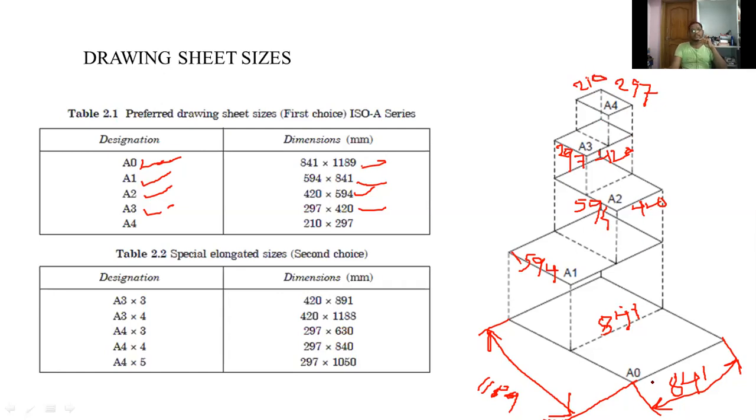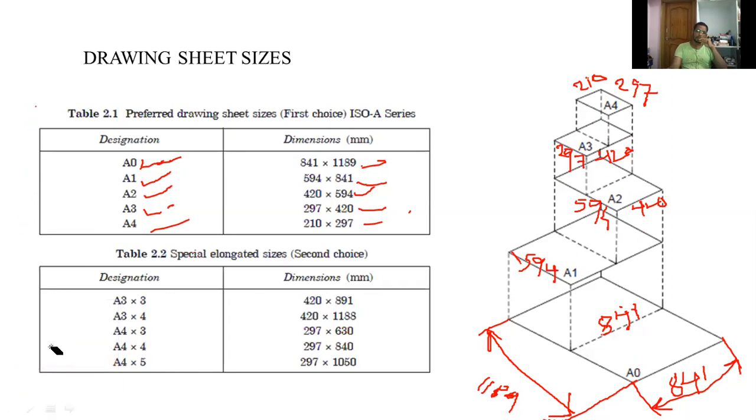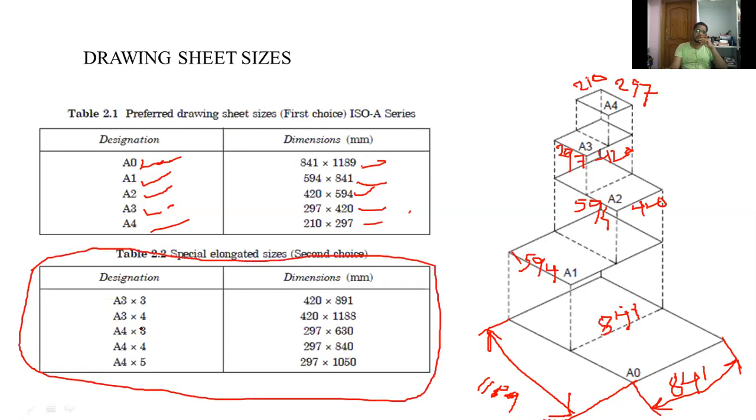Okay, these are the dimensions for standard drawing sheet sizes. So these are the first choice drawing sheets, and similarly these are second choice drawing sheet sizes. So A3 by 3, A3 by 4, A4 by 3, A4 by 4, A4 by 5. These are the second choice drawing sheets.